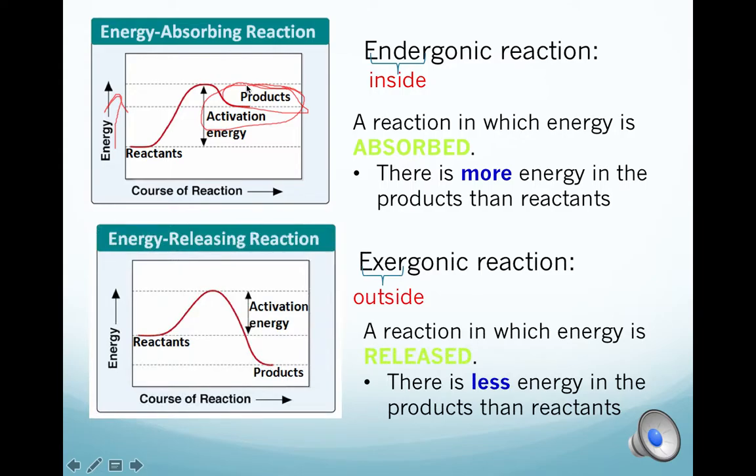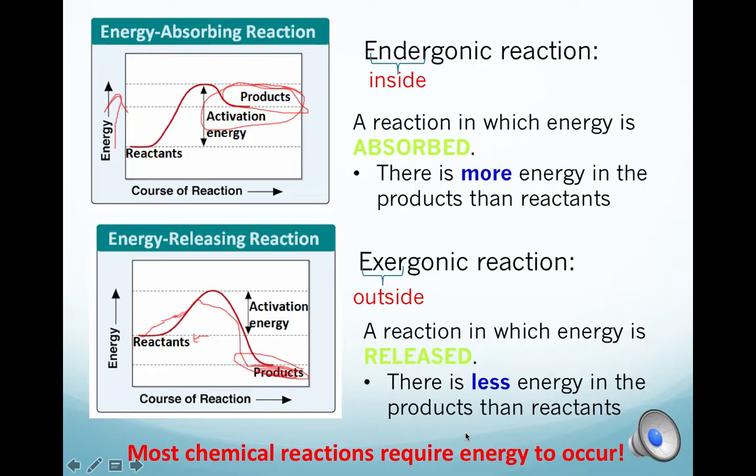They feel cold because energy was actually absorbed into the reaction. An example of an energy releasing reaction is called an exergonic reaction. Exer means outside, so energy is released outside of the reaction. When this happens, that means there's going to be less energy in the products than in the initial reactants. So you can see that when the reaction progresses, once you get up over the activation energy hill, when you end up here at the end, there's less energy in the products. Energy was released from the reaction.